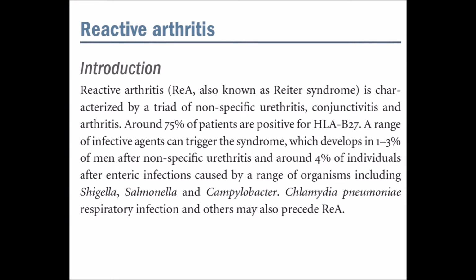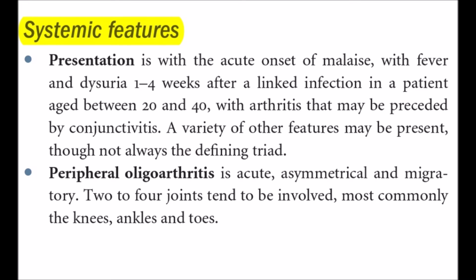Systemically, the presentation is with acute onset of malaise with fever and dysuria 1 to 4 weeks after a linked infection in a patient aged between 20 and 40, with arthritis that may be preceded by conjunctivitis. A variety of other features may be present, though not always the defining trait. Peripheral oligoarthritis is acute, asymmetrical, and migratory. 2 to 4 joints tend to be involved, most commonly the knees, ankles, and toes.